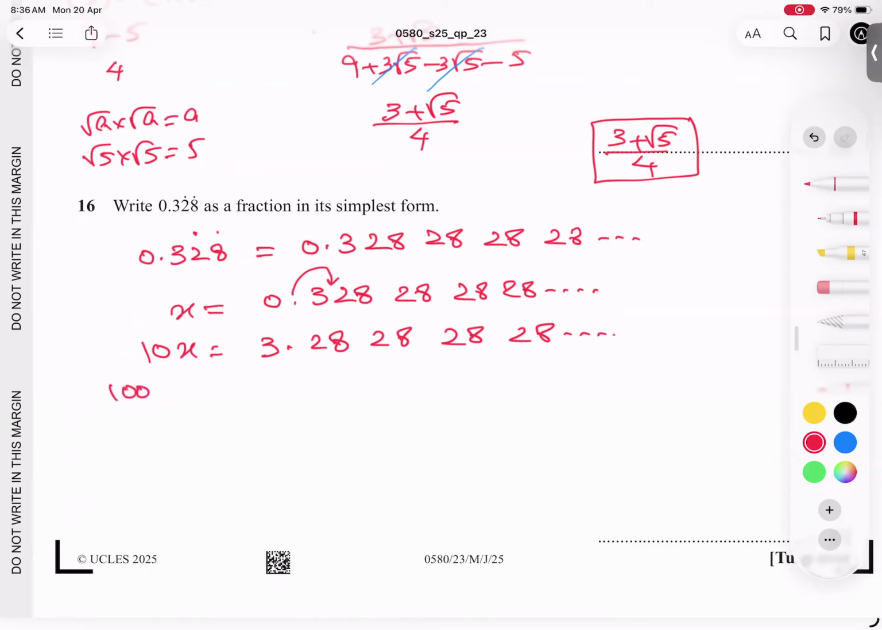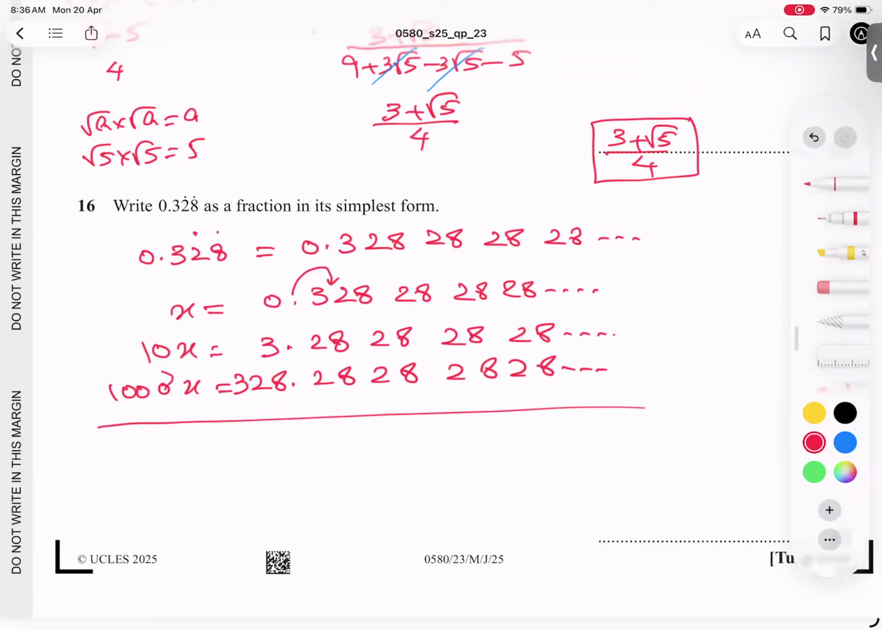1000 means like this. So I got 328.28, 28, 28, and 28. Basically, when this jumps here, three numbers will come before the decimal. So the point is very clear. And now subtract: 1000 minus 10 gone, I got 990x. And you see, after the decimal it fully matches.